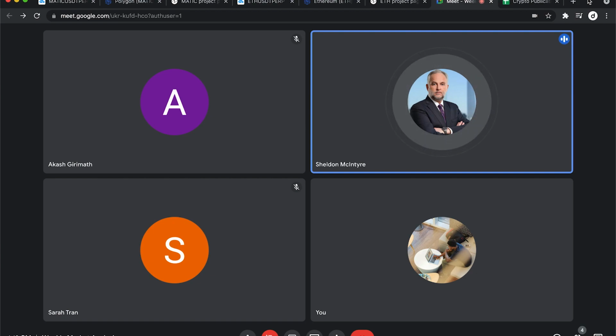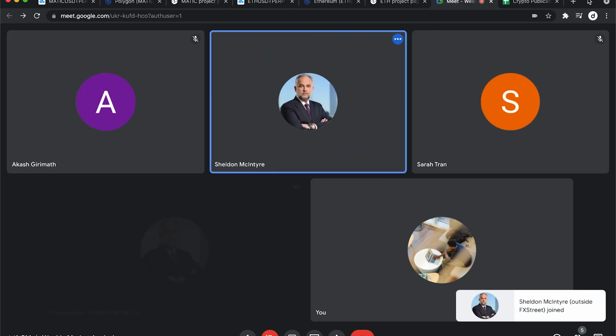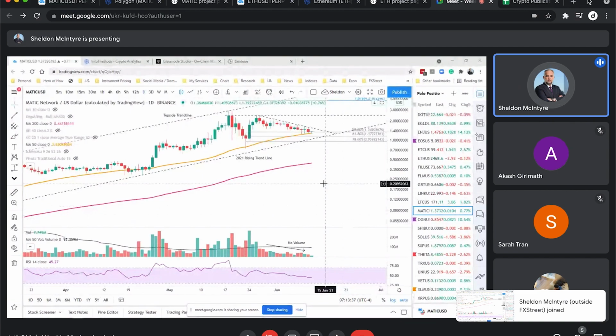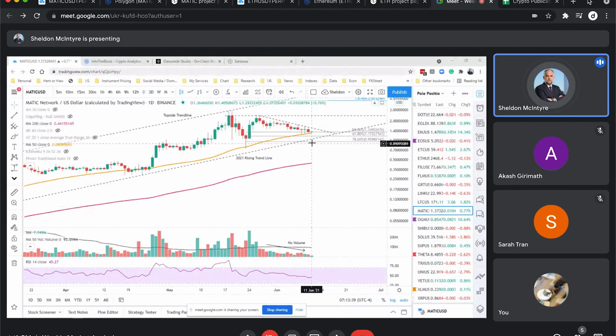I don't have a lot to add with regards to this. One of the things to keep in mind is that there's the 2021 rising trend line that comes up here at about 1.05. One of the things that's interesting here is that on the 8th and the 9th, you had two dojis, which came at the 50-day moving average.